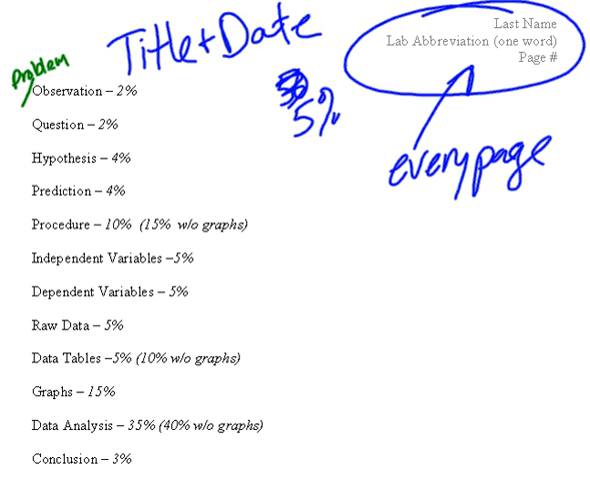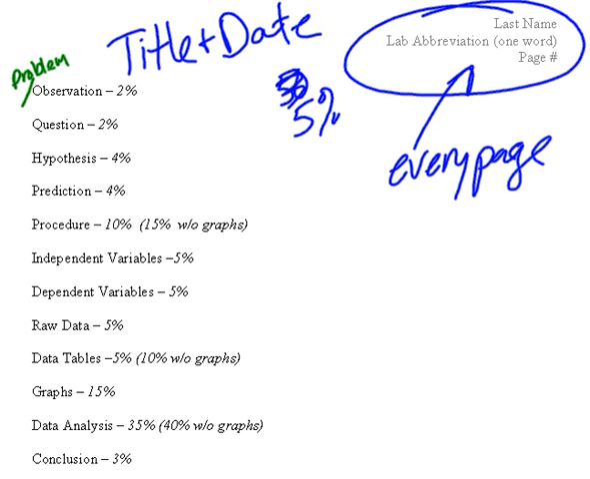Now, your procedure, which goes after your prediction, is going to be 10% if you have a graph. Remember, there's two types of labs. There's quantitative and qualitative. If you have a quantitative lab, that means there's going to be graphs, and this format that you see right here is going to reflect as if you had graphs. So 10% is if you have a graph. Your procedure is going to be 15% if you don't have a graph.